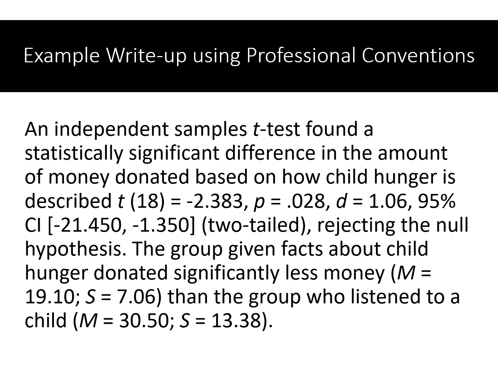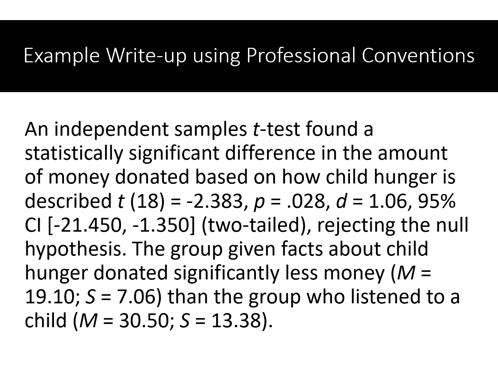Here's an example write-up using professional conventions. You have to report the degrees of freedom, which were 18, the t obtained, which was 2.383, our p-value, which is 0.028, our effect size, which was the Cohen's d, which is 1.06, and the 95% confidence interval that was provided in our output. We will clarify that it was two-tailed, and we will say that we get to reject the null hypothesis. Now we need to say how or why.